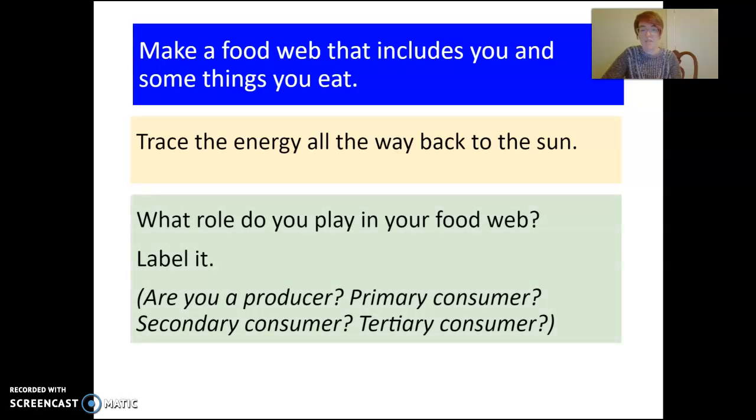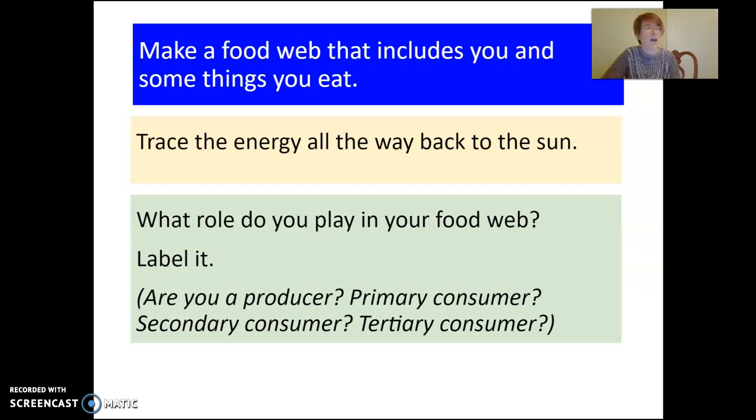Now I want you to label not every single organism in your food web, but just yourself. When it comes to this diagram, are you a producer? I'd be surprised if any of you guys can do photosynthesis, so probably not. Are you a primary consumer? That would be the case if you didn't eat any animal products. Secondary consumer, tertiary consumer, and it can go on and on, quaternary consumer. I don't know what you call the next one, but you could Google that. So label where you are.